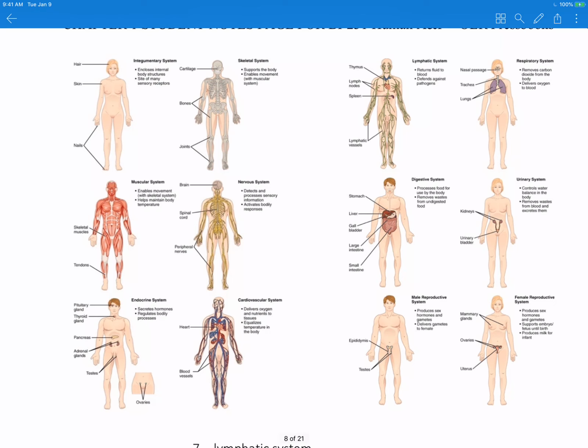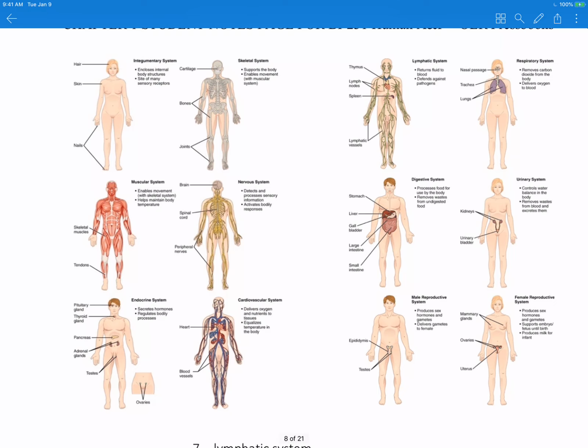The reproductive systems basically function to produce sex hormones and gametes, such as the sperm or eggs. And the reproductive system passes our genetic code to our offspring. The male reproductive system functions to deliver the sperm to the female reproductive tract. It also produces testosterone and sperm.